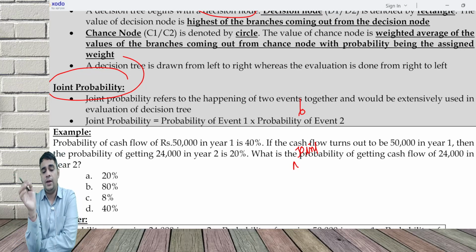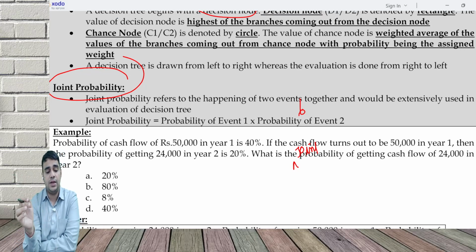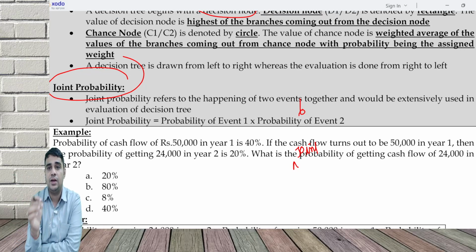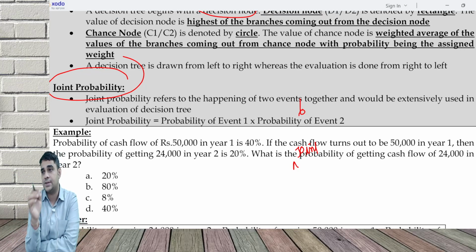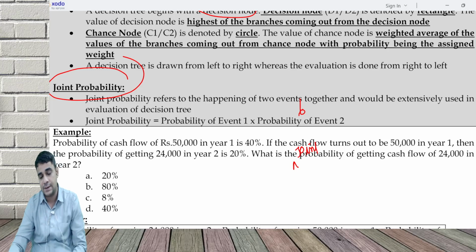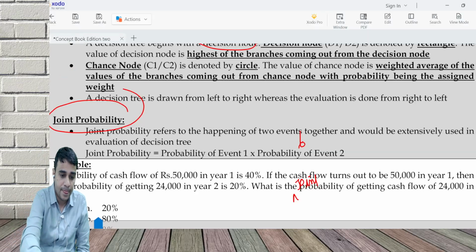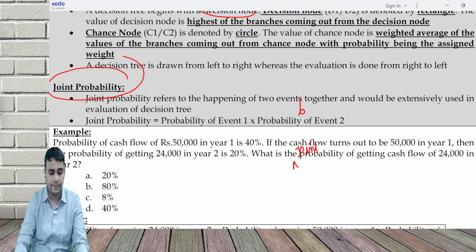So if you want 24,000 in year 2 and 50,000 in year 1, you'll have to multiply both the probabilities. That is 40% is the first year probability, 20% is the second year probability. Put together, you will have a probability of 8%. Let's see this in a few questions now. My focus will be more on the diagram there.